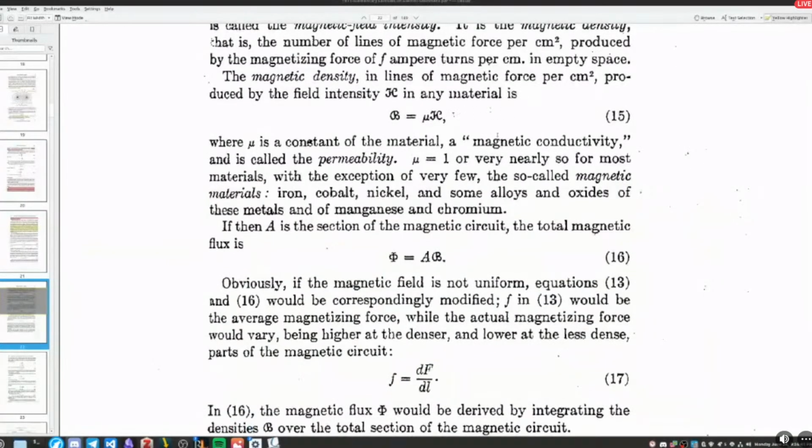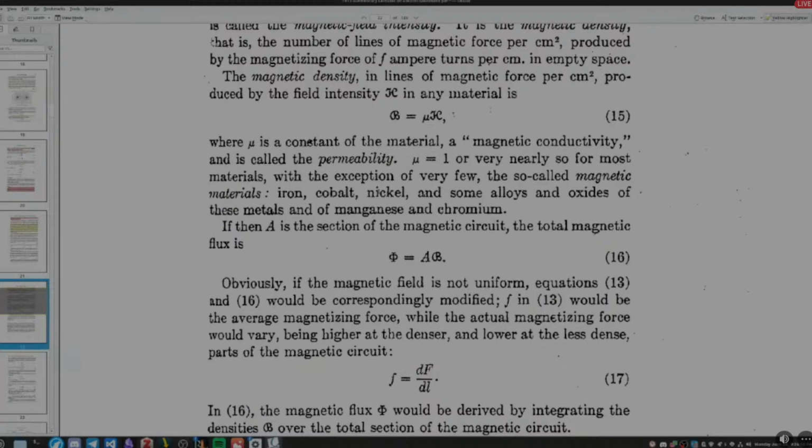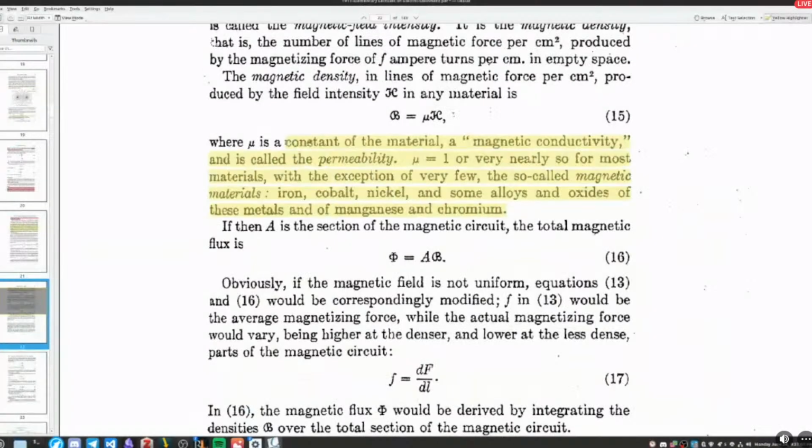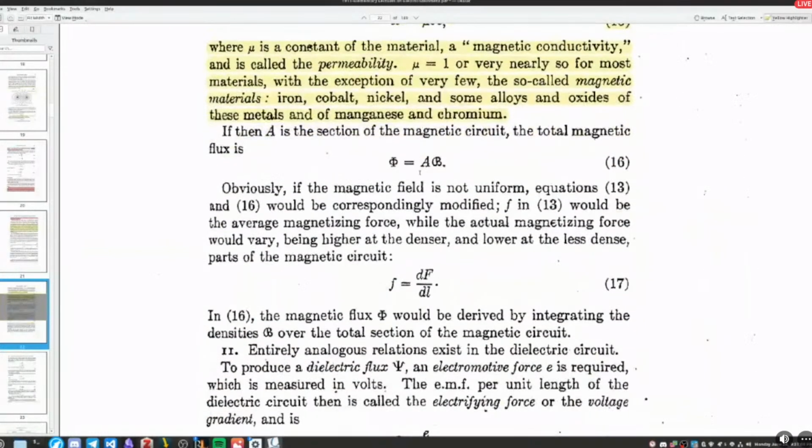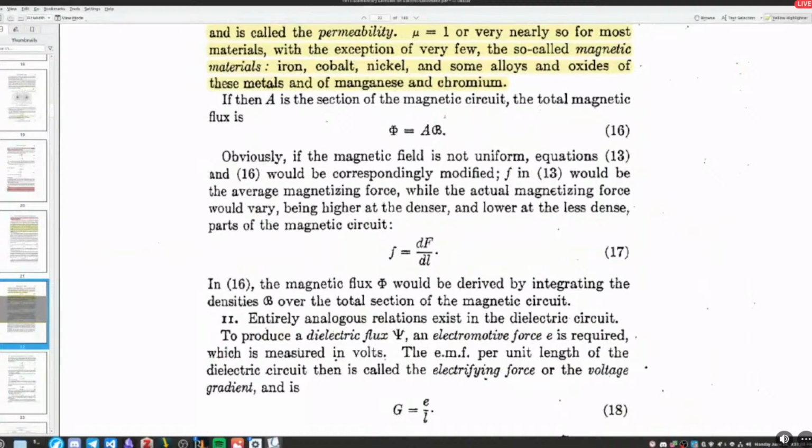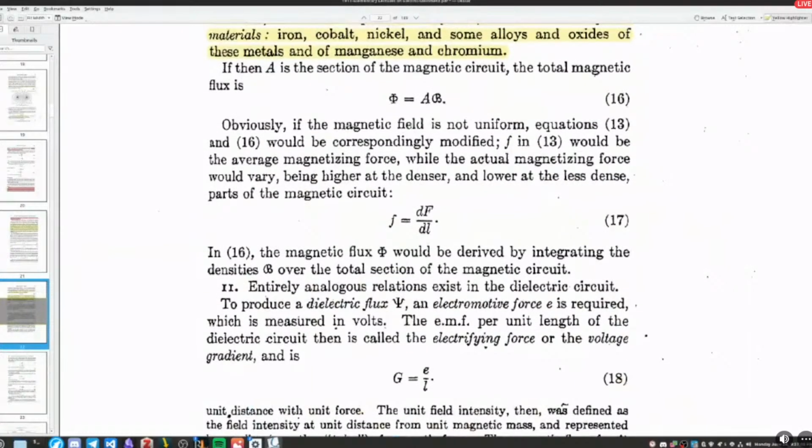Where mu is a constant of the material, a magnetic conductivity, called the permeability. Mu equals 1, or very nearly so, for most materials, with the exception of the very few, the so-called magnetic materials: iron, cobalt, nickel, and some alloys and oxides of these metals, and of manganese and chromium. If then A is the section of the magnetic circuit, the total magnetic flux is phi equals AB. Obviously, if the magnetic field is not uniform, equations 13 and 16 would be correspondingly modified.